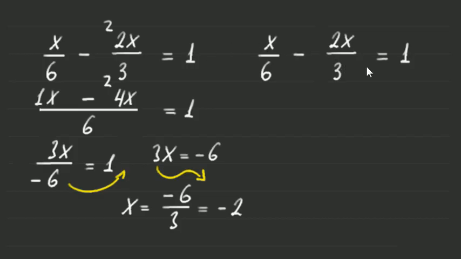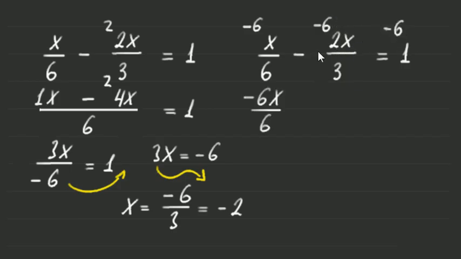Let's consider another way to solve the equation. I can divide or multiply each term of the equation by one number. In order to get rid of the denominators, I multiply each term of the equation by minus 6.